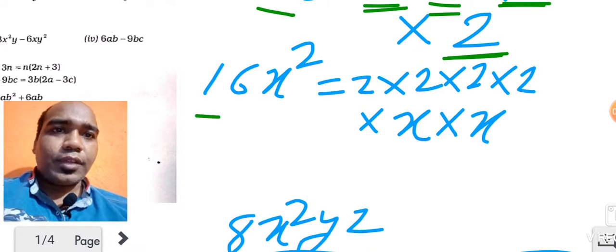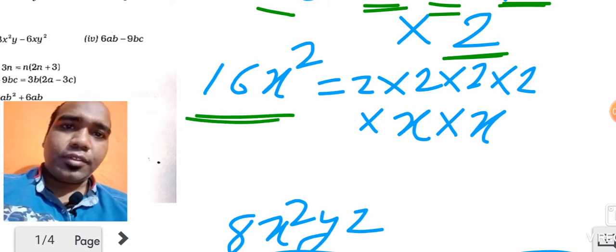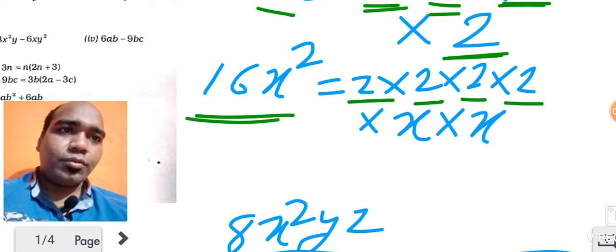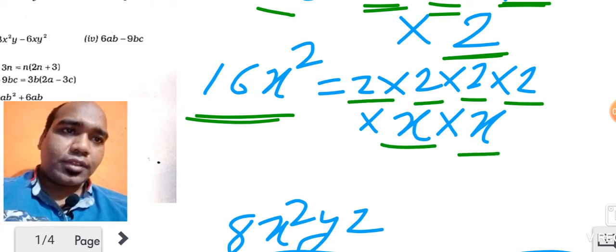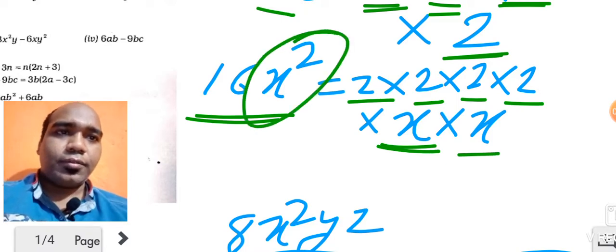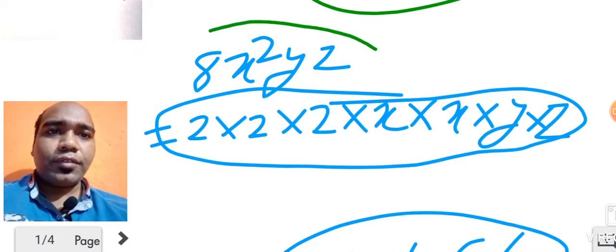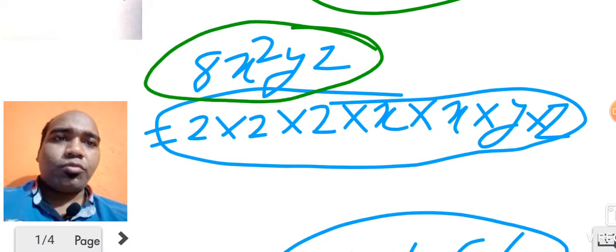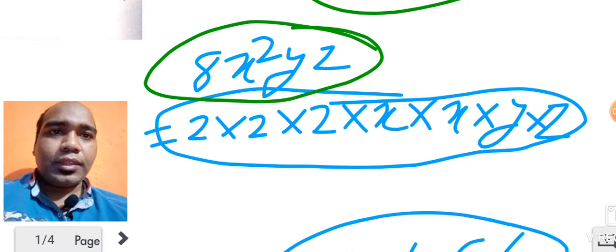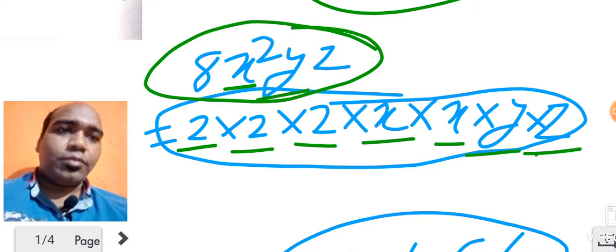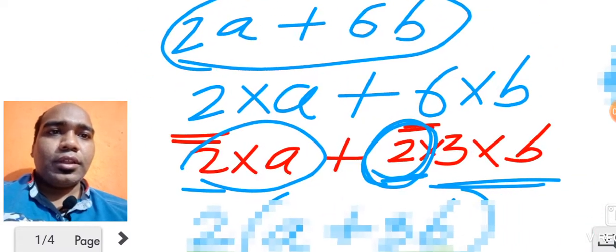In the same way, if I ask you to factorize 16x square, then 2 into 2 is 4, into 2 is 8, into 2 is 16, into x into x will get x square. So this is the factorization of 16x square. If I ask you to find the factorization of 8x square yz, then 8 we can write as 2 into 2 is 4, 4 into 2 is 8, then x square we can write as x into x, then y into z. Okay.